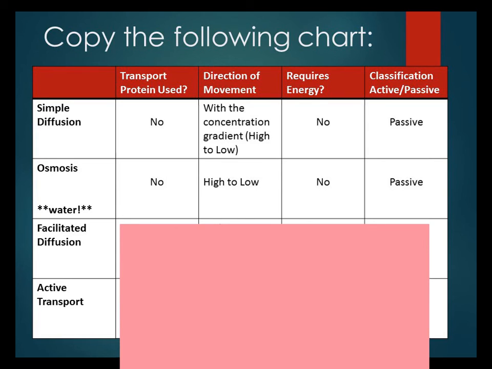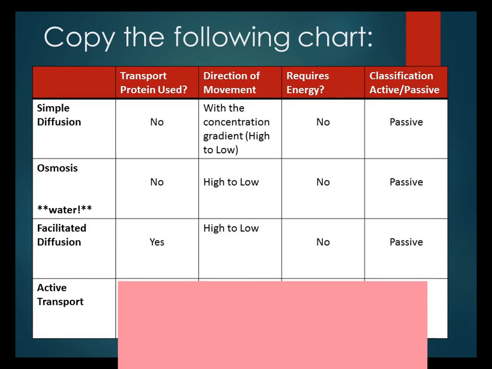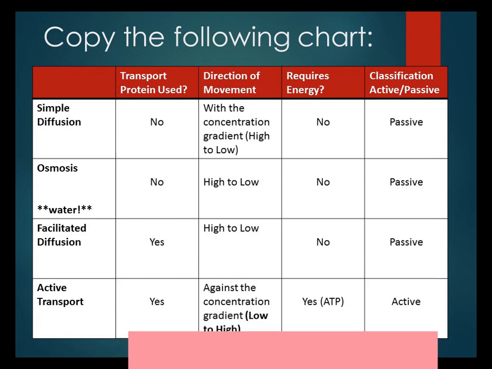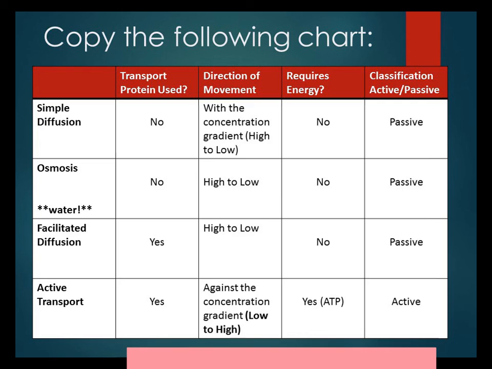Facilitated diffusion, guess what? Still diffusion, but you use a protein channel, okay? You use a protein channel, so things have to go through the protein channel. And in active transport, active energy, you use the protein channel, but this time you're going from low to high. So you need that ATP, that is active. So that's a summary of everything we've talked about for the past 2 weeks, and that should help you with your test on Thursday.